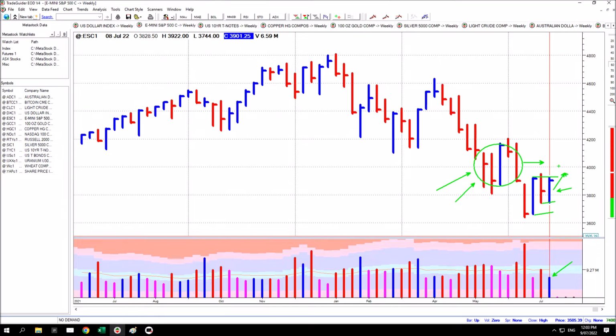I'm expecting an attempt to push higher, and that might be while the US dollar index tests for supply early next week, but it may end up failing in the end. So we'll just see.